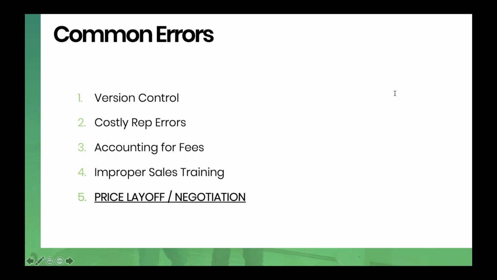So we'll look also at number 3, accounting for fees, like financing. Oh, miraculously, financing is typically not free to a business. There are merchant and dealer fees. So there are also credit card processing fees. All these dumb little things add up to money lost. Number 4, improper sales training. Again, what am I training on and where am I spending my time? And lastly, the price layoffs and negotiation.